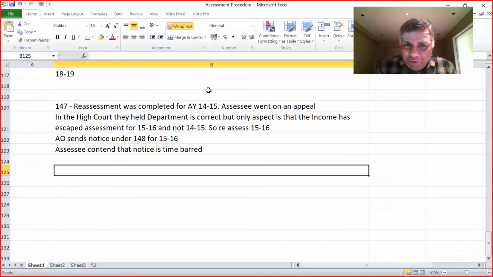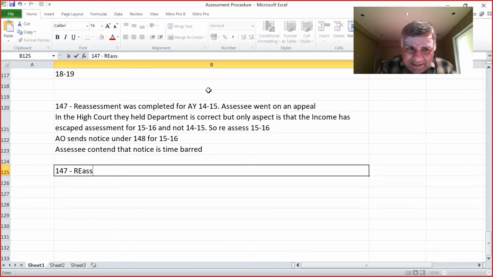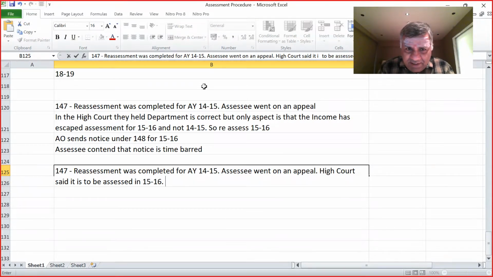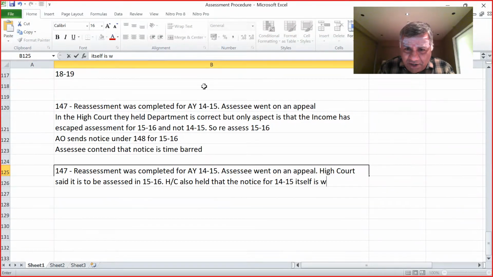Yes, sir. Now Venkatesh, same case, 147. Reassessment was completed for AY 1415. Assessee went on an appeal. High Court said it is to be assessed in 1516. High Court also held that the notice for 1415 itself is wrong. Void ab initio? Is it?